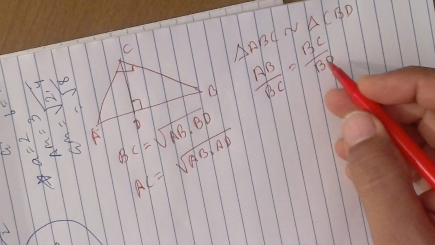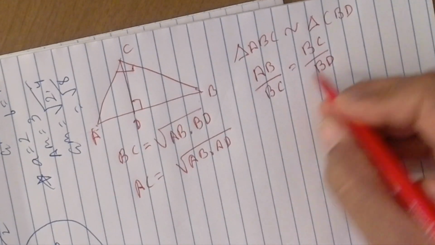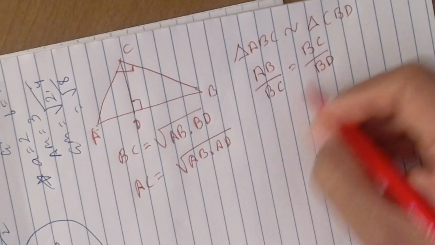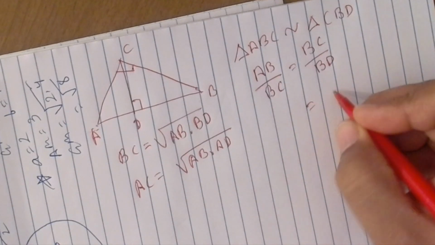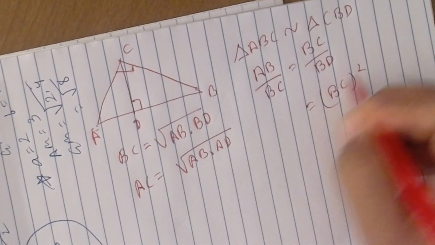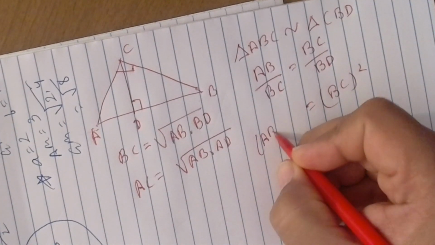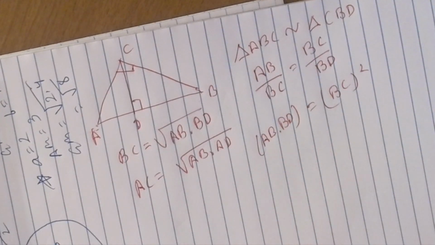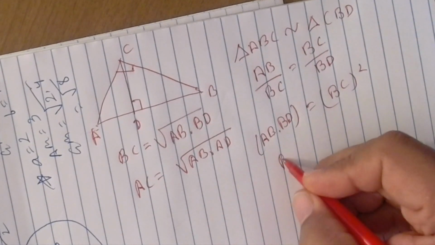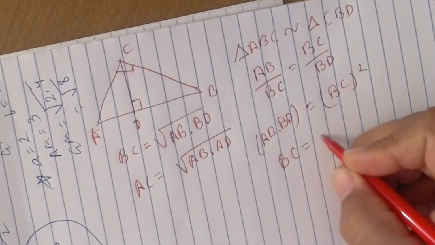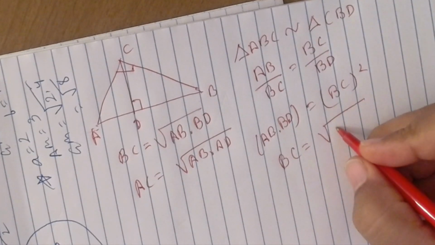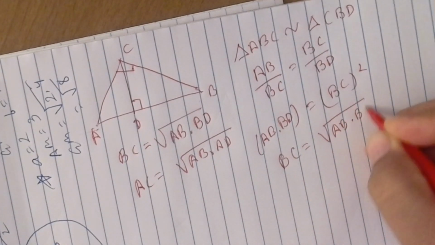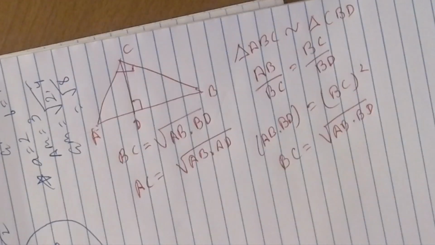Okay. And if it is equal, now you just do a cross multiplication. It will become BC square equal to AB into BD. Okay, and then you take a square root at both sides. BC will be equal to square root of AB into BD. Okay, that's how you prove this theorem.